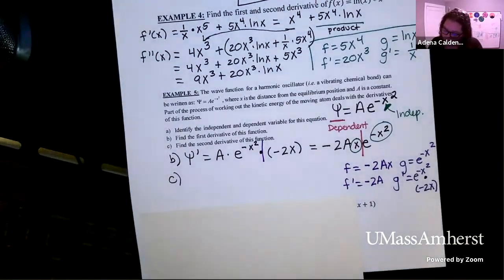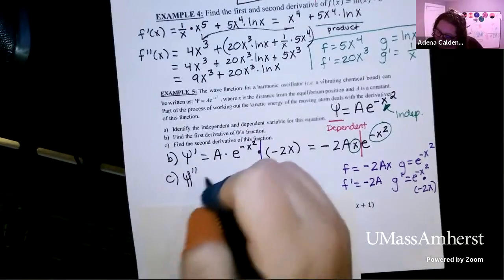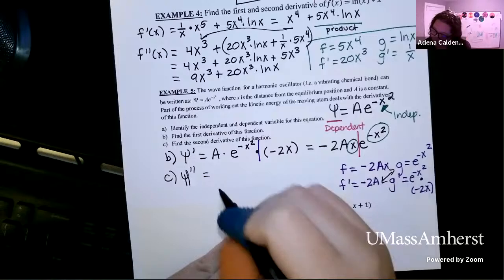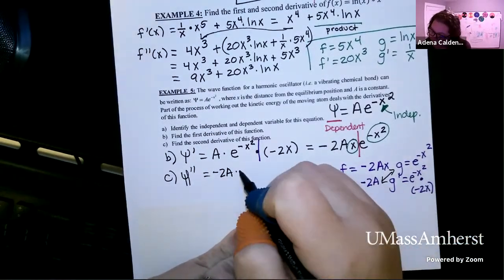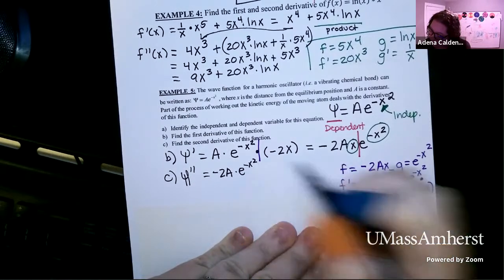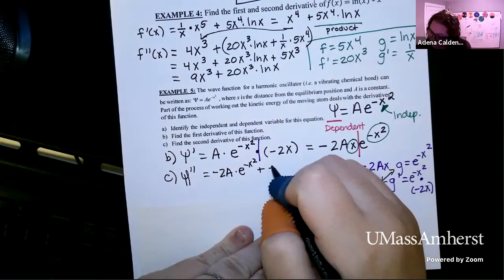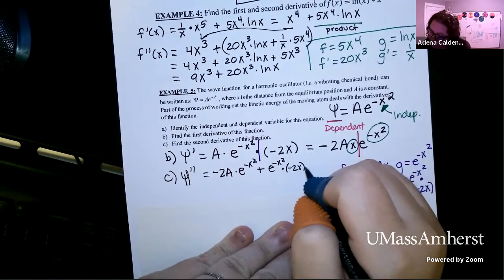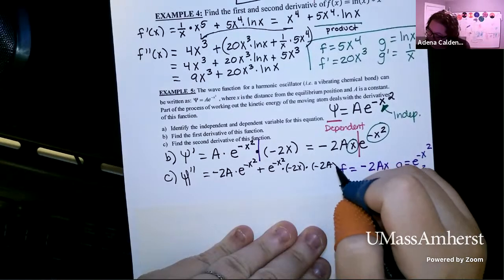So when we put everything back together, we have psi double prime. We're going to do f prime times g, so negative 2a times e to the negative x squared, plus g prime times f, so e to the negative x squared times negative 2x times negative 2ax.